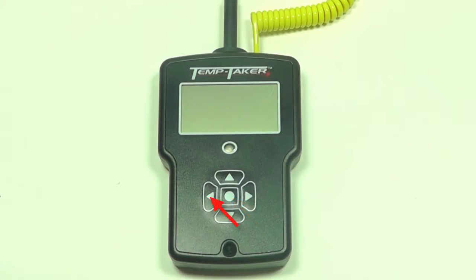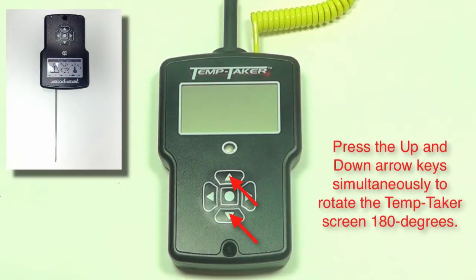The left arrow key is for scrolling through menu choices and for backing out of a given menu or program. The up and down arrow keys are also used for scrolling through various menu choices, but may also be used to reveal additional functions on certain Temp Taker applications.